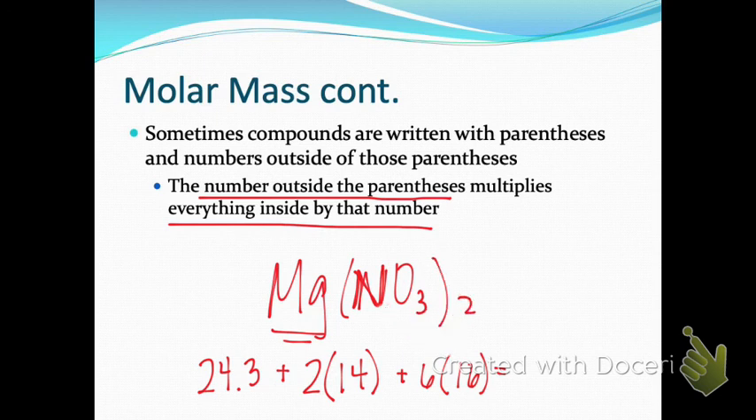If I have a molecule that is NO3, that means nitrogen with 3 oxygens bonded to it. And if I need 2 of those molecules, that would mean I have 2 nitrogens and 6 oxygens. So when we add that up, I got 148.3. What's the units for molar mass? Grams per mole, right? Grams per mole. Okay, why don't you try this one on your own?